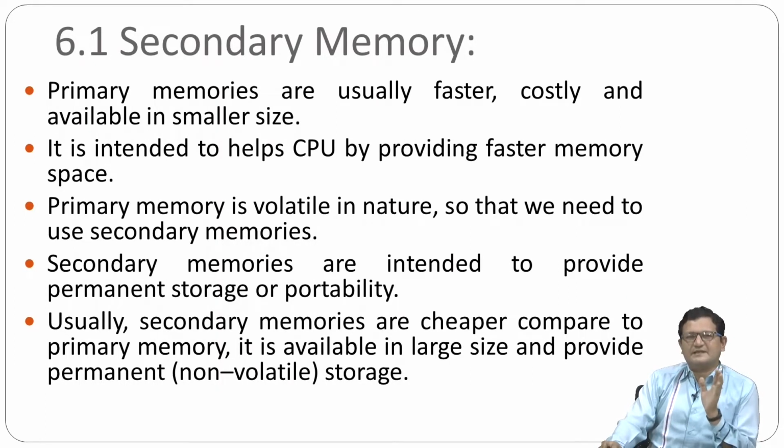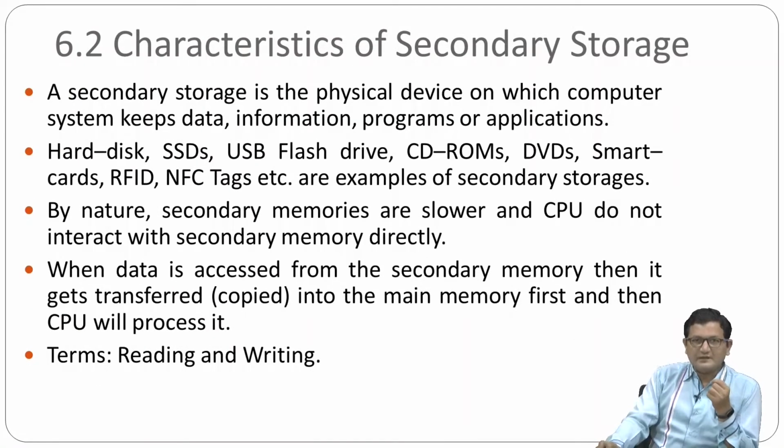The drawback of the secondary memory is it is slow, and the CPU never interacts with the secondary memory directly, right? So to help the CPU, we need to install one more memory, which is called a primary memory, between the CPU and secondary memory. Okay. Now, what are the characteristics of the secondary storage?